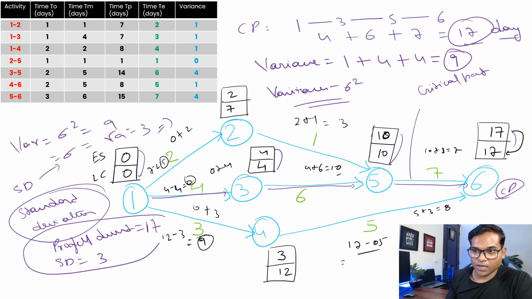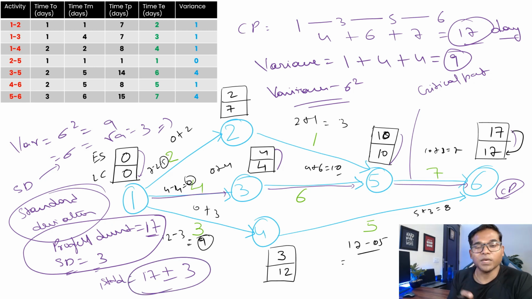Now we say we have the duration 17 with standard deviation of 3. What it means is that your project duration will be completing somewhere between 17 plus minus 3. If you take 2 standard deviations it will further increase, but at 1 standard deviation, a project is likely to complete within the range of 17 plus minus 3. So it basically means it may complete between 14 to 20 days. This is what it means.